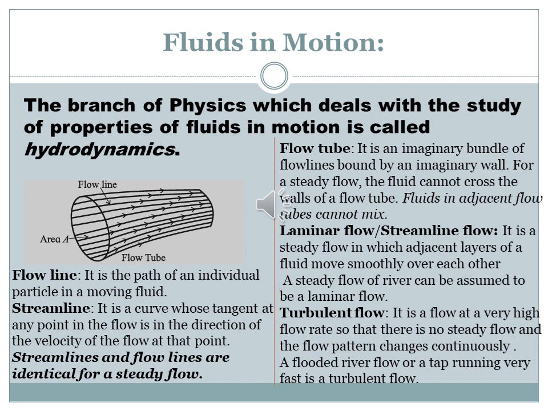In case of steady flow, what happens with that? In case of steady flow, fluid cannot cross the walls of a flow tube. All right. So fluids in adjacent flow tubes cannot mix. If we are going to consider one flow tube and another flow tube, the two will not mix with each other. One flow tube will have a flow of fluid inside it, which will be different as compared to the other flow tube. All right.